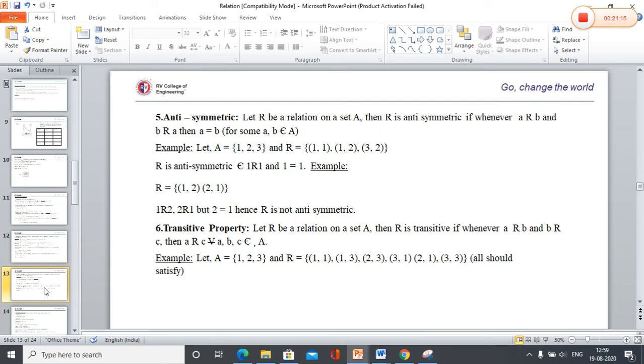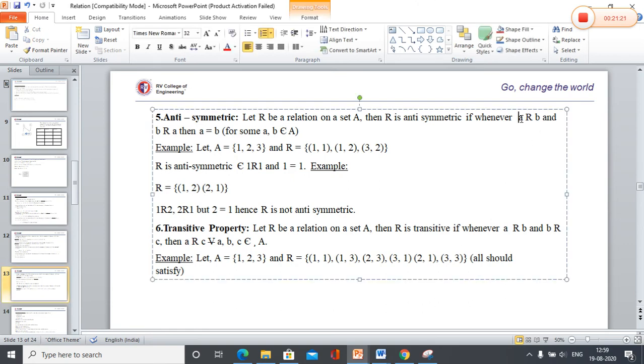Antisymmetric says if A R B and B R A, meaning when both AB and BA are there, when both conditions are true, then only we will check that A should be equal to B. Suppose AB is there, BA is not there, I won't go for checking the condition A is equal to B. If AB and BA both are there, then only I will check whether A is equal to B or not.